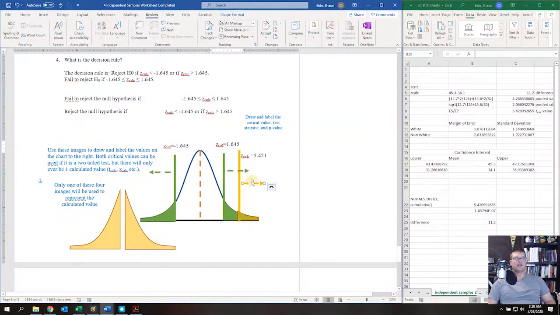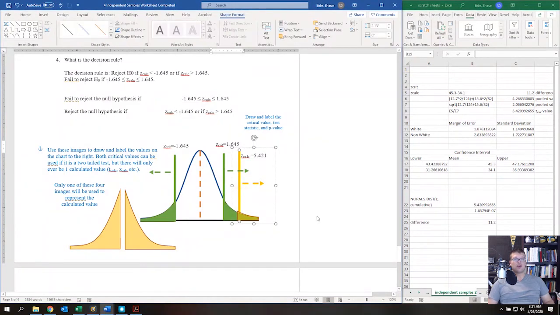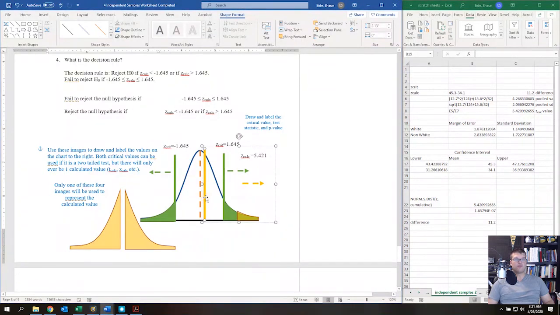But we have a z calculated value right here of 5.421, and because the z calculated value of 5.421 is beyond the z critical value of 1.645, then we know that we are going to reject the null hypothesis because this z calculated value is on the outside. It's not on the inside. If it was in here, we would fail to reject, but because it's out here, we are able to reject the null hypothesis.